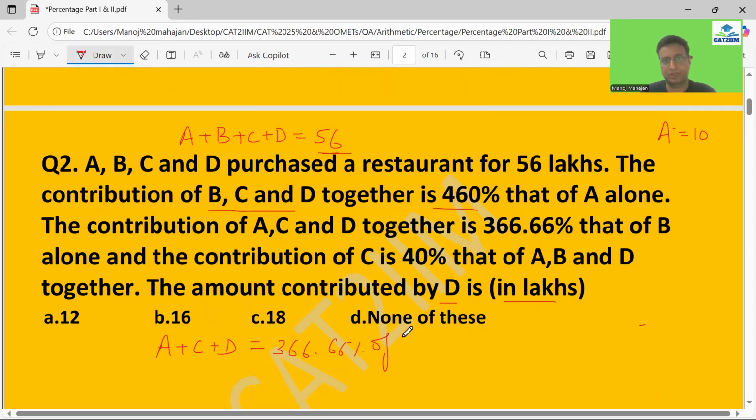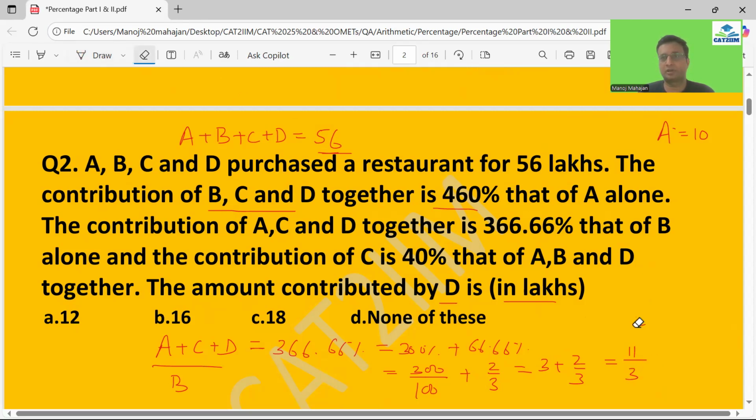366.66% of B. So what we're going to do is again the same stuff. Let me write B over here in the denominator. Now this is something you have to make easy. So break it as 300% plus 66.66%. We did 66.66 in the percentage one class also. Now writing in numbers, 300 by 100 is 3, and 66.66% is nothing but 2 by 3 as a fraction. So this becomes 3 plus 2 by 3. Ultimately, if I write it, it is 11 by 3.